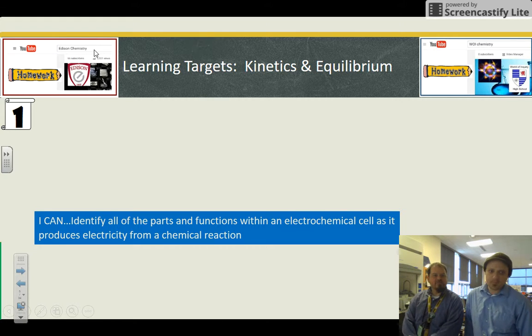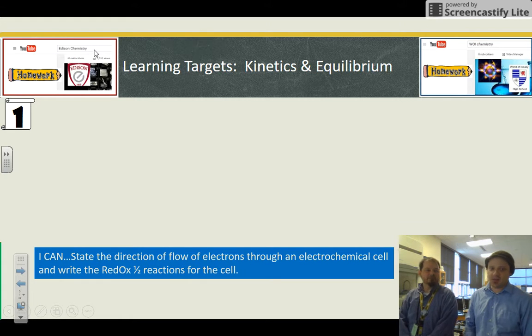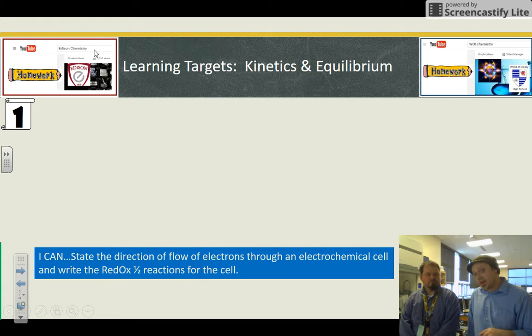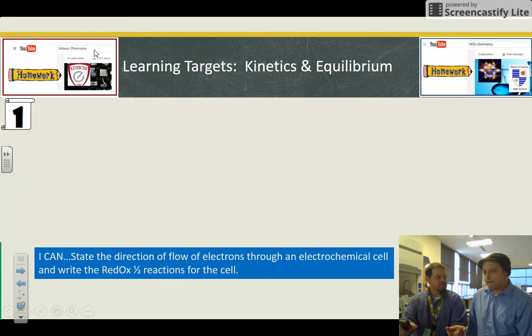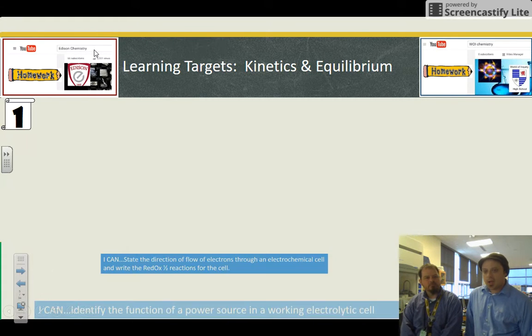That's awesome. I can identify all the parts of the reaction, parts and functions within an electrochemical cell. We have to be able to label that thing up. First, what is an electrochemical cell? And then what are all the different parts? They're batteries. In relation to that electrochemical cell, you need to be able to tell me the direction that electrons are flowing through it. Are they going from the left to the right or the right to the left? And then write the redox half reactions that are happening in each half of this battery. They generally happen right underneath each cell, and you can see which reaction is happening in this beaker and which one's happening in the other beaker.